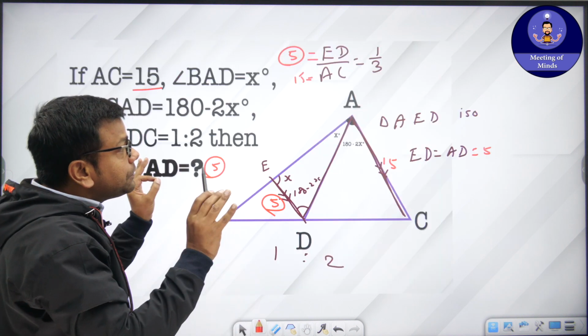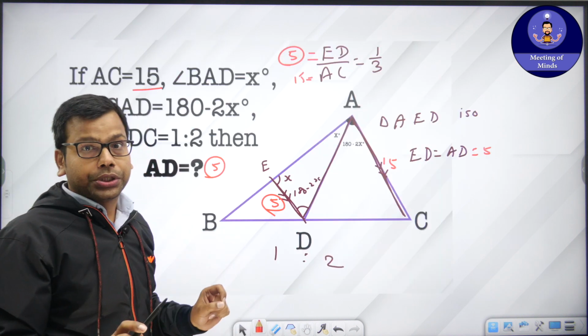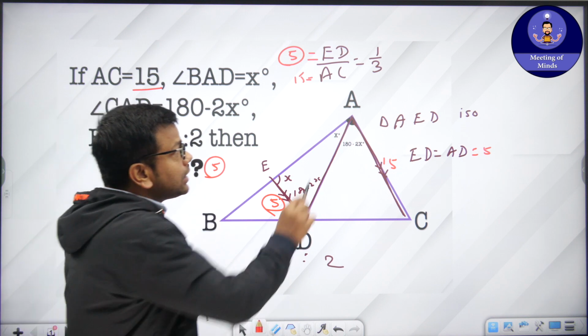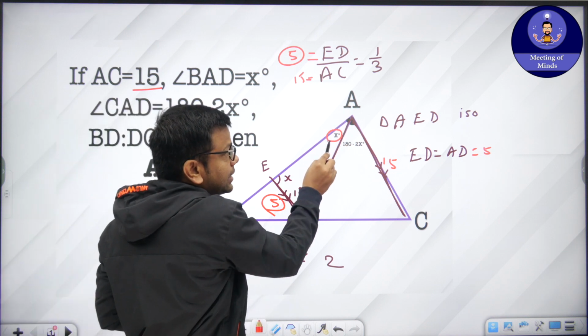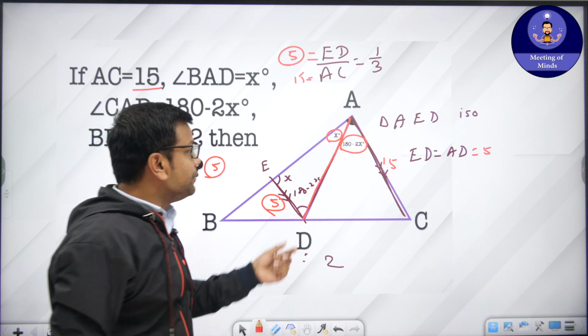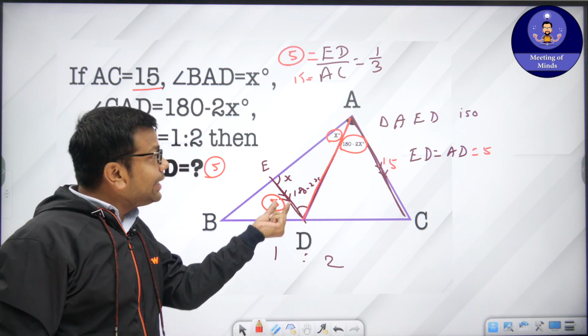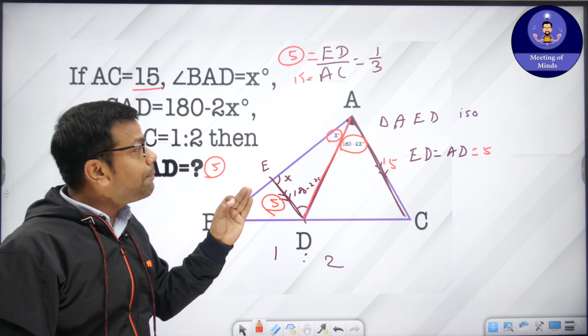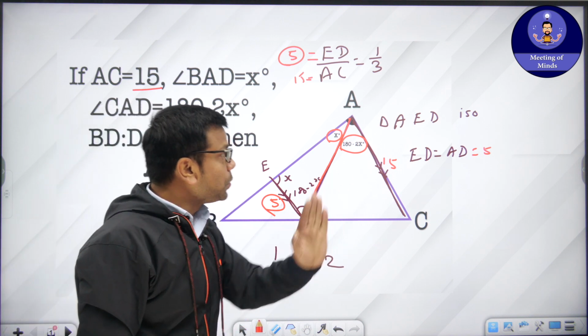So this is the figure and the solution. Whenever you have angles at some vertex of x and 180 minus 2x, and we have a Cevian, AD is a Cevian, then the AD Cevian's length depends upon the Thales theorem and the parallel line concept. So we solved this question.